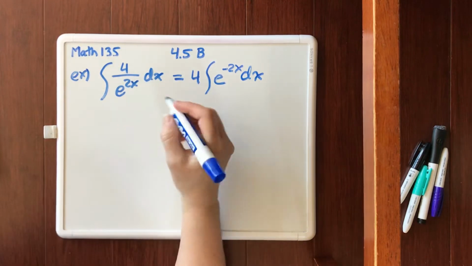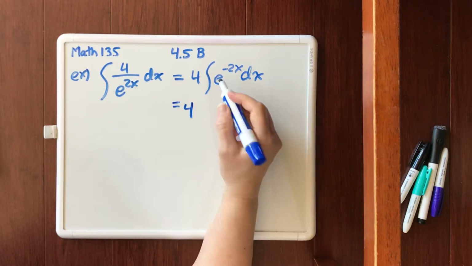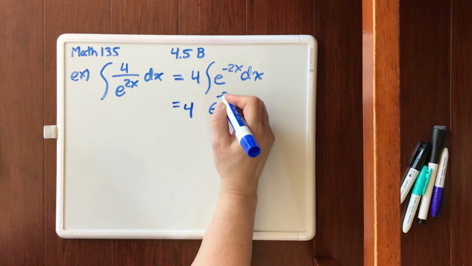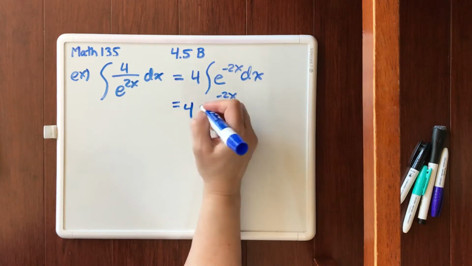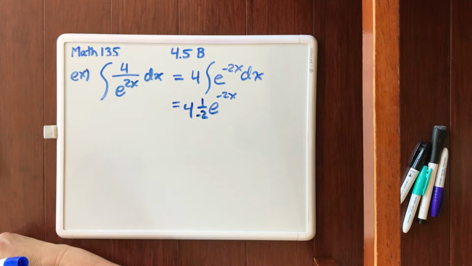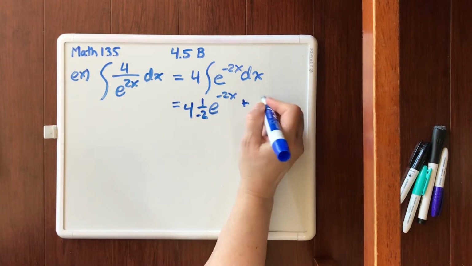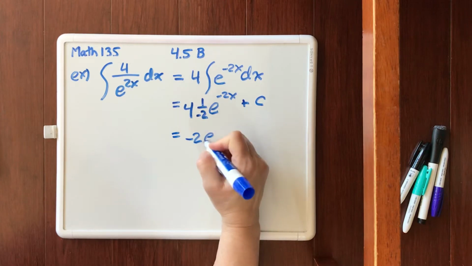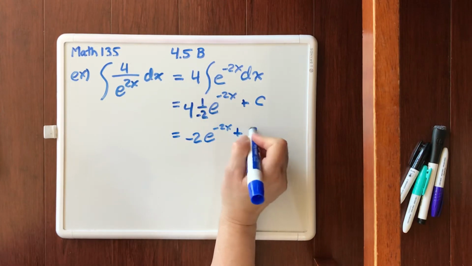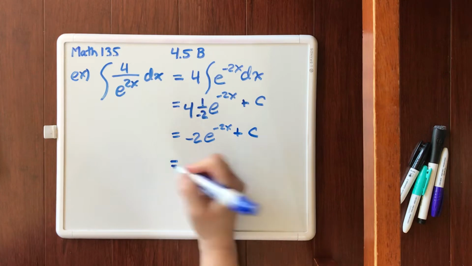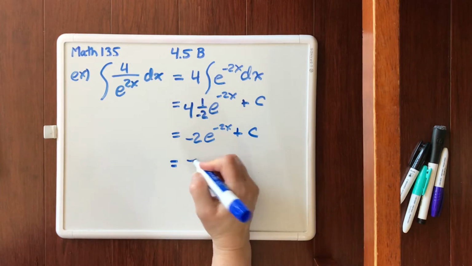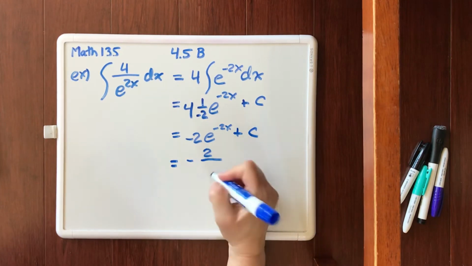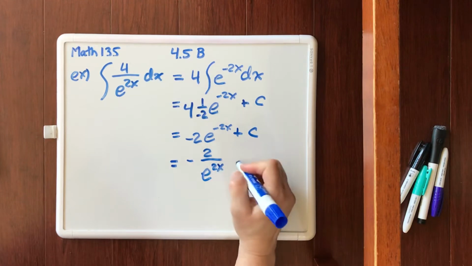Okay, so now we're going to integrate. We keep the 4. We keep the e to the negative 2x, and then we multiply by the reciprocal, 1 over negative 2, plus c. And that gives us 4 over negative 2, which is negative 2, e to the negative 2x plus c. And then if you're required to not have any negative exponents, we would go ahead and put the exponent on the bottom and change the sign.